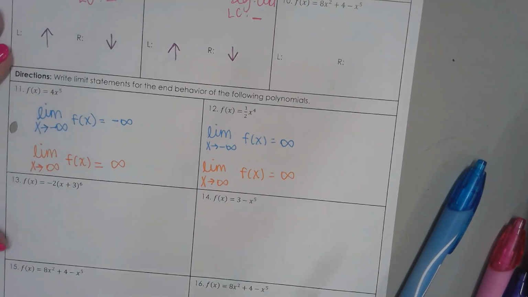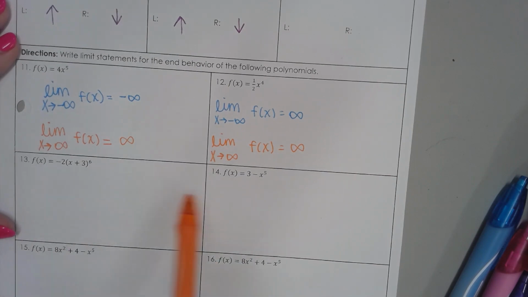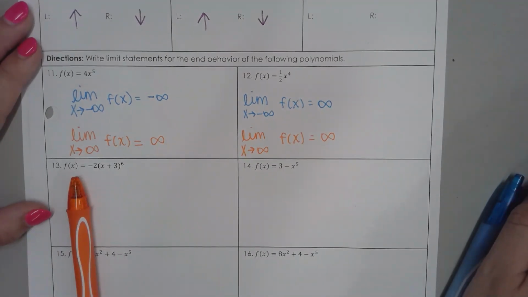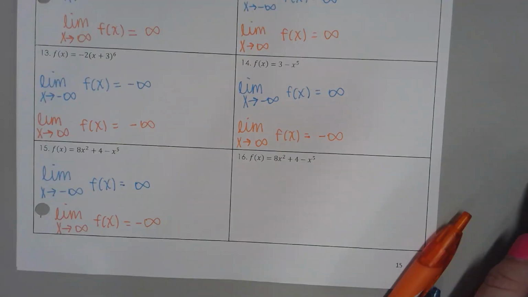All right, so go ahead and try 13, 14, and 15. You can leave 16 off. It's the exact same. All right, here's what you should have for 13, 14, and 15.